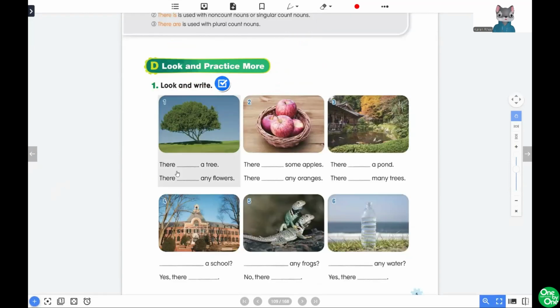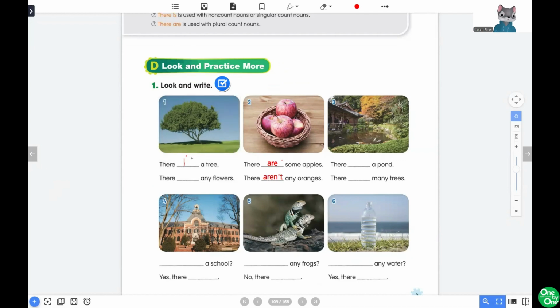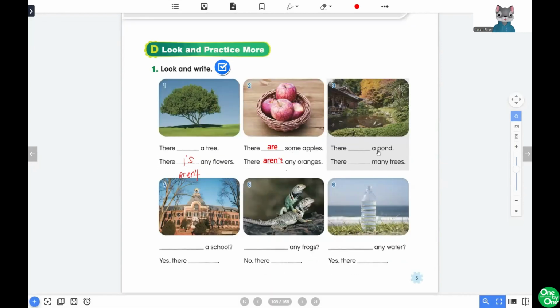Number one, there. Exactly. There's only one. Yeah, it's a singular noun. So we say there is a tree. Now, if it's the second one, are there any flowers? No. So we would say there aren't any flowers. Very good. Oh, the second answer is already there for you. There are some apples. There aren't any oranges. Let's try number three. There is a pond. Very good. And there are many trees.